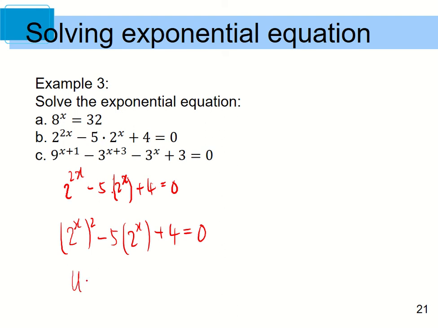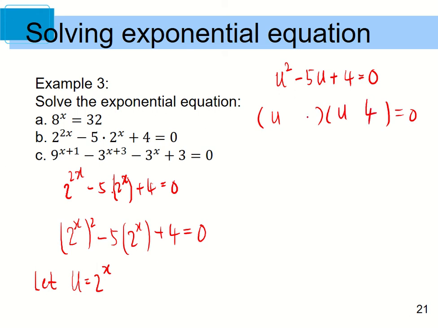Now let's say we let u be 2 to the power of x. We can rewrite the equation as u squared minus 5u plus 4 equals 0. Now we have a quadratic equation, so we can factorize it. We have u minus 4 and u minus 1. Now u minus 1 equals 0, so u is 1. We change u back to 2 to the power of x. 1 is actually 2 to the power of 0, so x is 0.